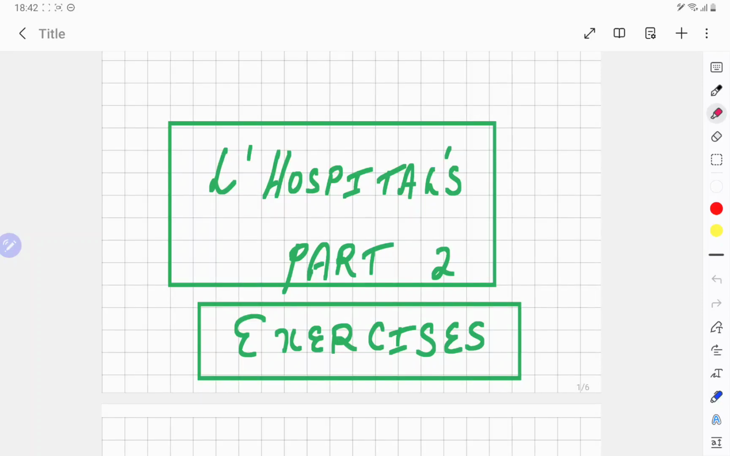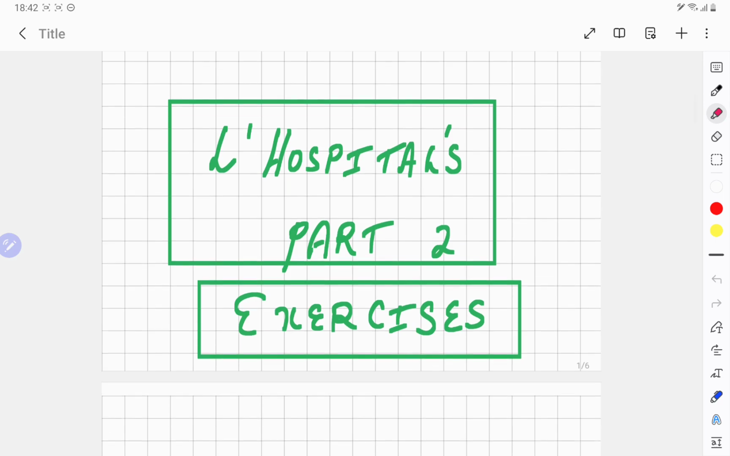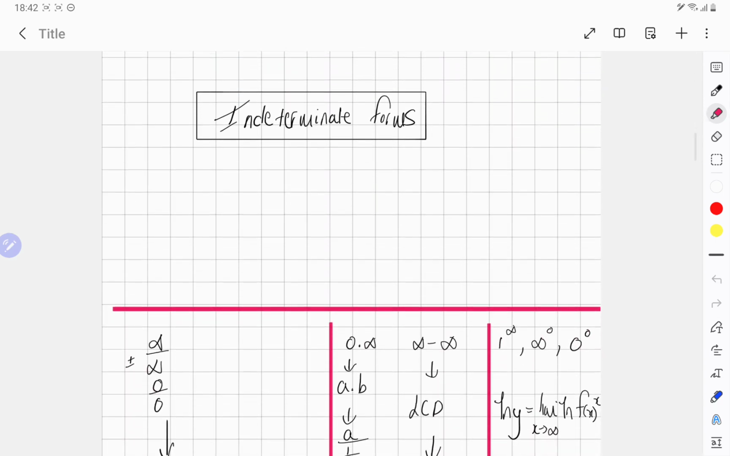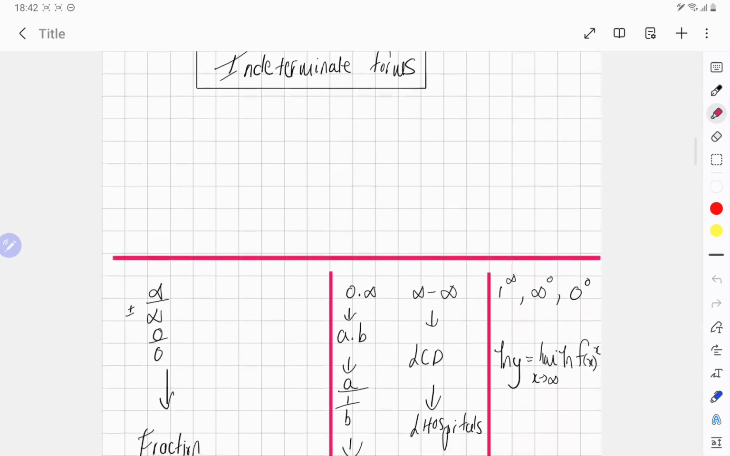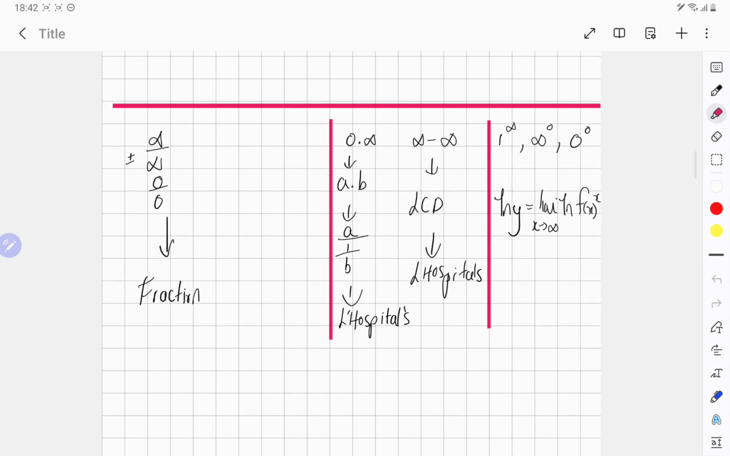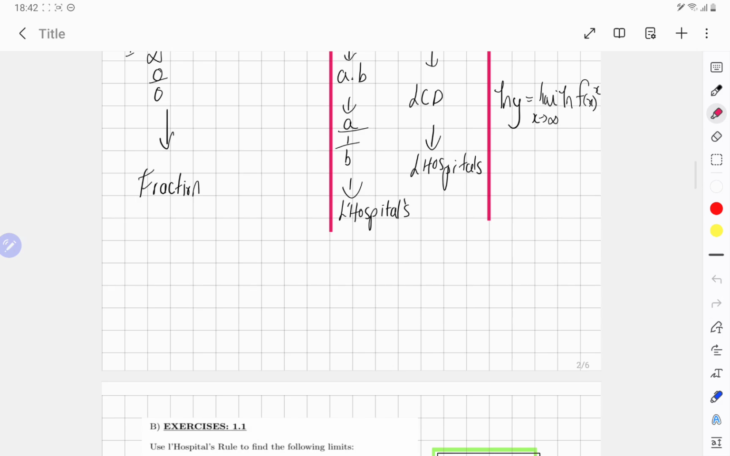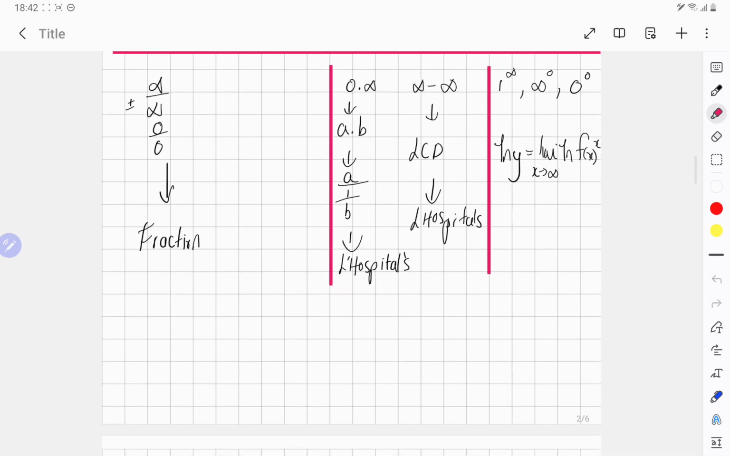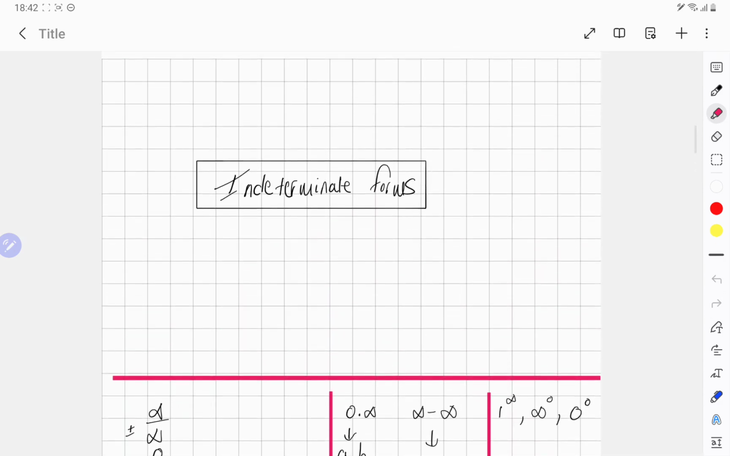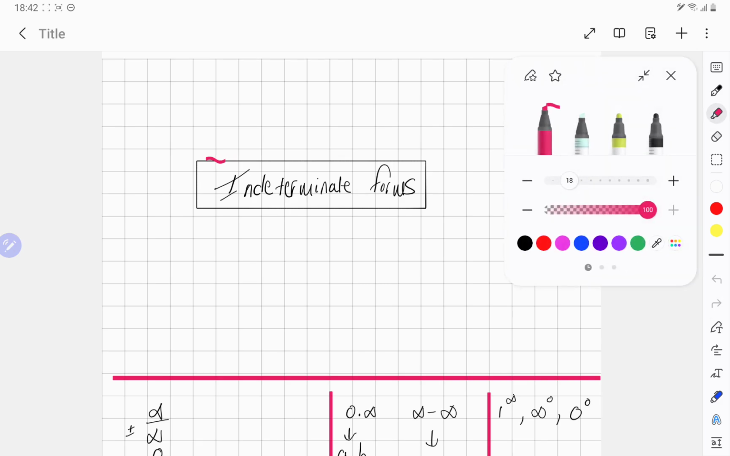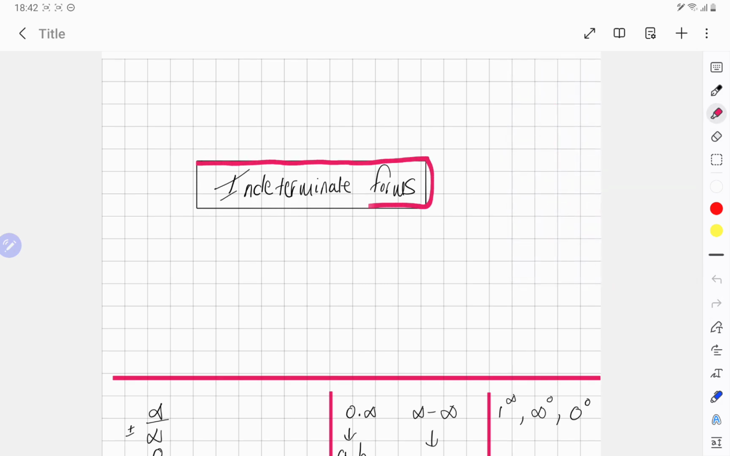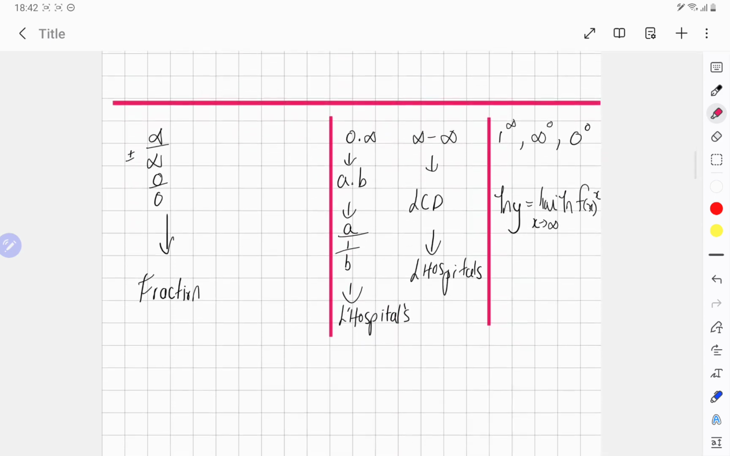We are doing L'Hôpital's Rule Part 2, where we do some test type and exam type questions. Just to recap from the first part, video 1, there are 7 different forms of L'Hôpital's Rule, or we call them the indeterminate forms. So, 7 different indeterminate forms.